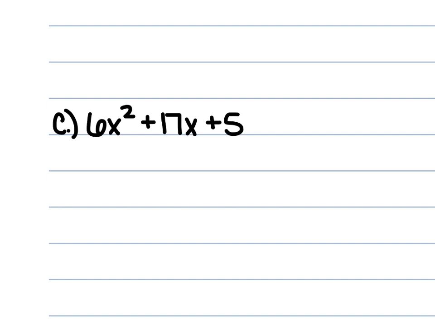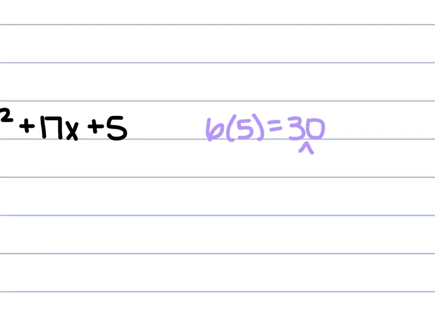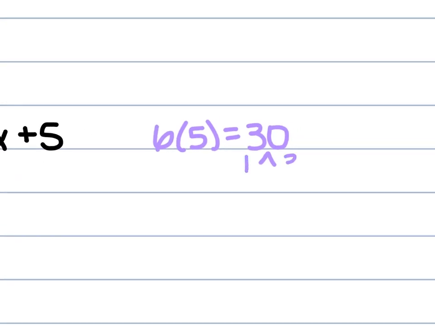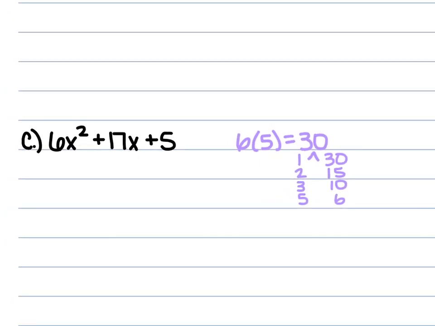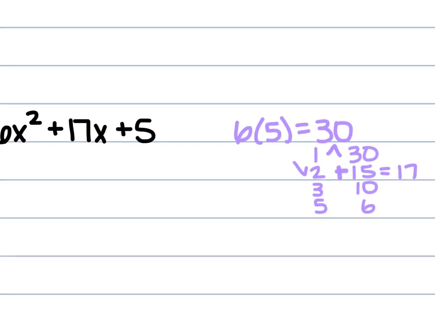For c, we have 6x squared plus 17x plus 5. Can't factor anything out to start with, so multiply the 6 and the 5. We get 30. We want the factors that add up to be a 17. So for 30, we have 1 and 30, 2 and 15, 3 and 10, 5 and 6. The 3 and 10 give us 13, but we're looking for a 17, so that 2 and that 15 give us the 17 that we're looking for.